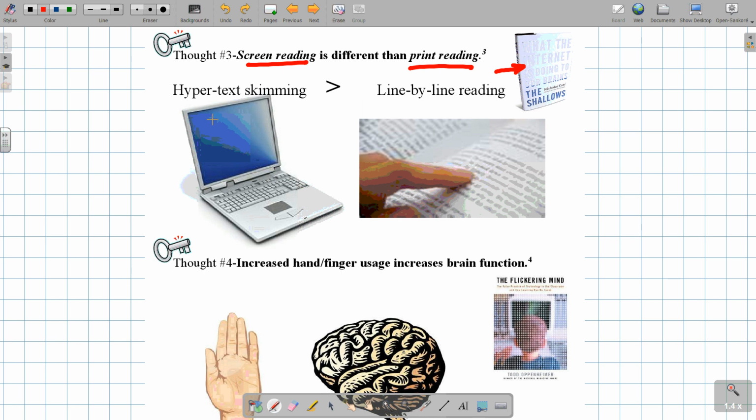We automatically default to hyperskimming, whereas when we're in print, especially when you add the finger on the paper, we tend to read what's called linear reading, which is line by line, row by row. In other words, in the printed format, our eyeballs are able to catch far more detail than we are on a physical screen.